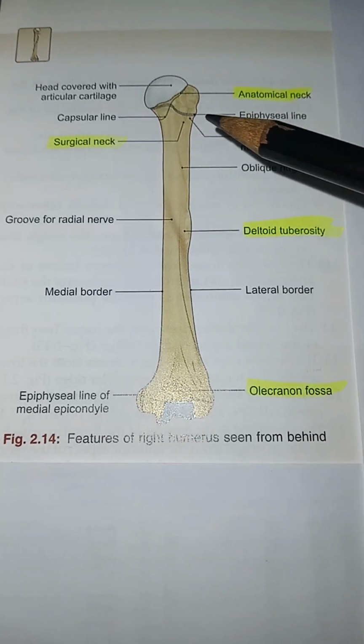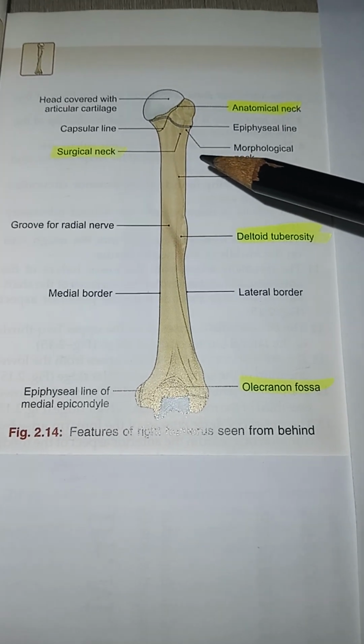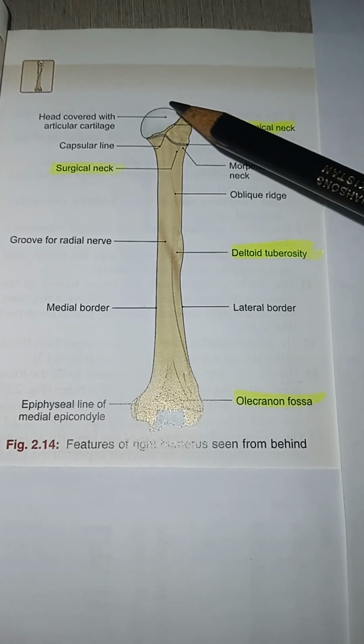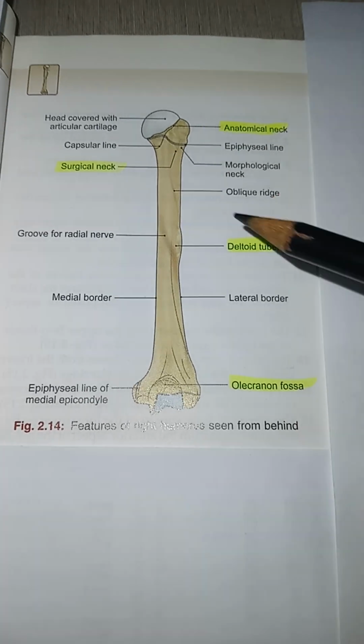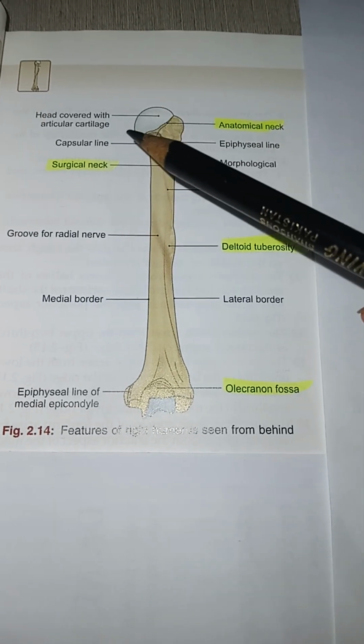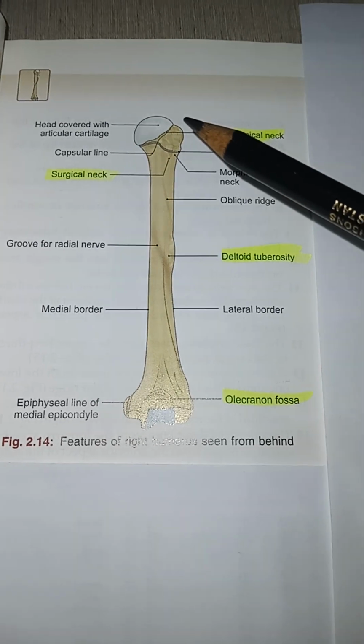So we are going to discuss the posterior aspect of the right humerus. Observing the humerus posteriorly, we notice that it has three parts. Again, the head or the upper part, the shaft, and the lower end. Now, at the upper end is a prominent head, again articulating with the glenoid fossa of the scapula bone.